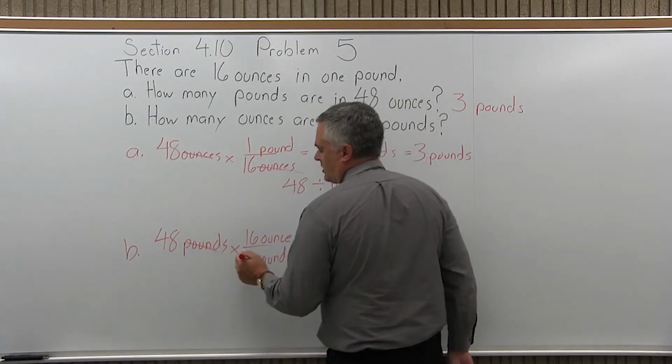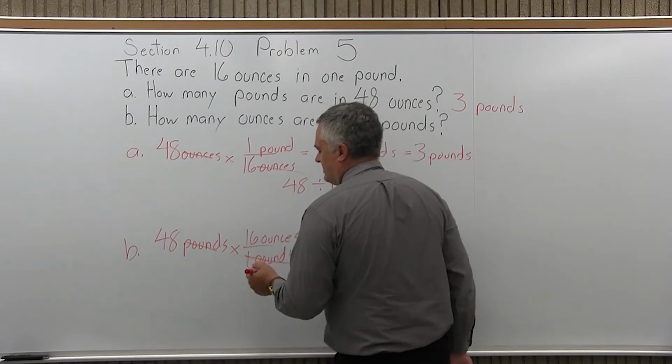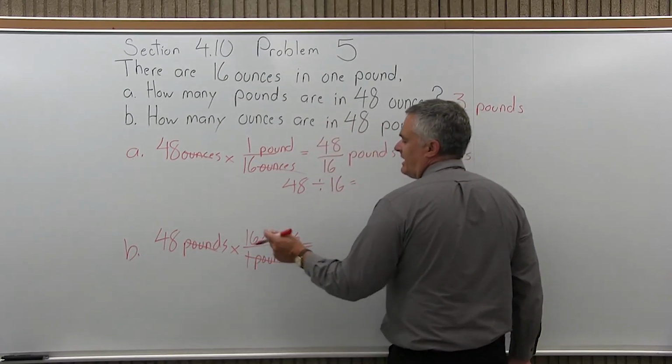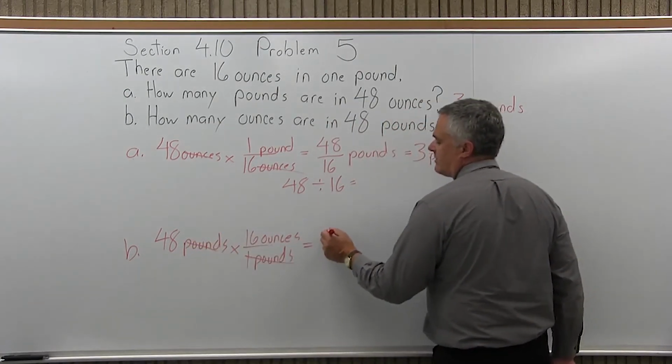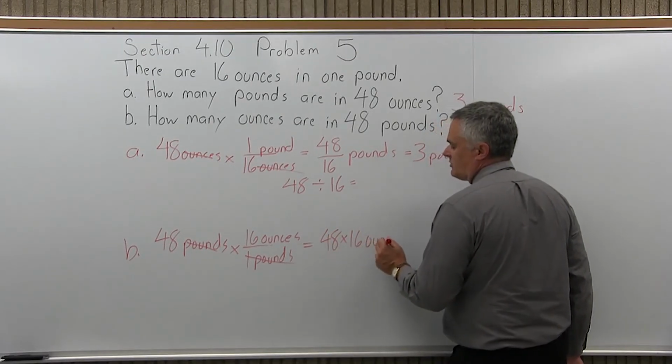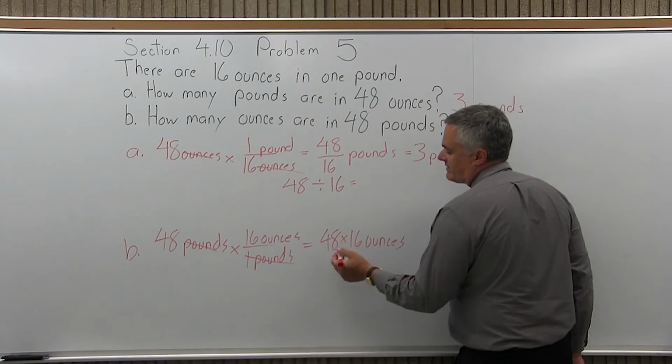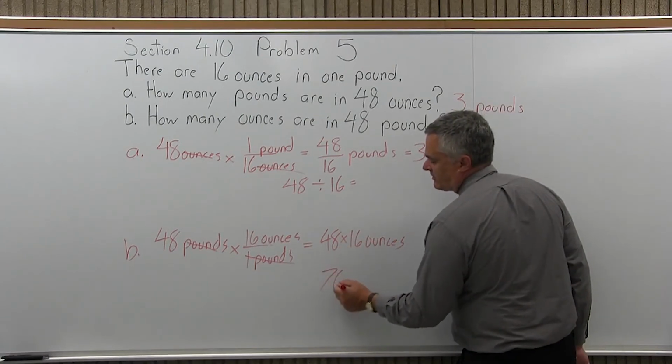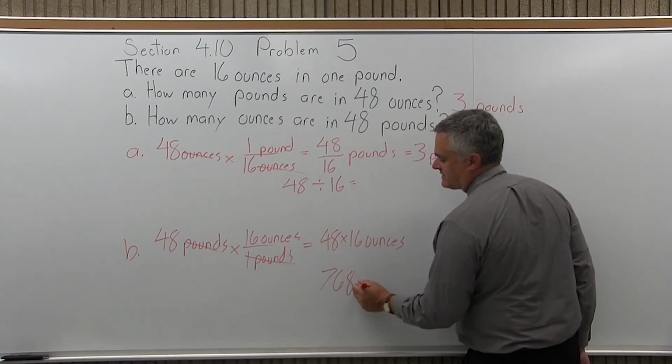So pounds on the top, pounds on the bottom, they cancel, and I'm left with 48 times 16, and my units of measure will be ounces. Now, 48 times 16, you can use a calculator if you have other tricks. It comes out to 768.